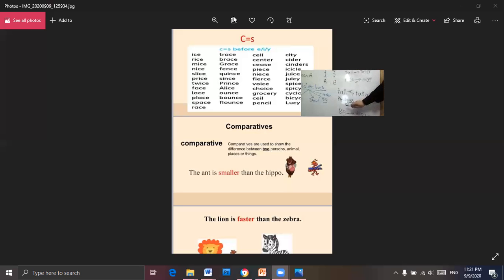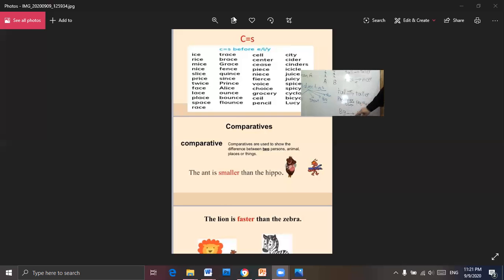Another exception is in pretty. If we find that the adjective ends in Y, we drop the Y and add IER. For example, pretty. We drop the Y, drop means we omit Y, erase Y, and add IER. Prettier. So, for example, A is prettier than B.